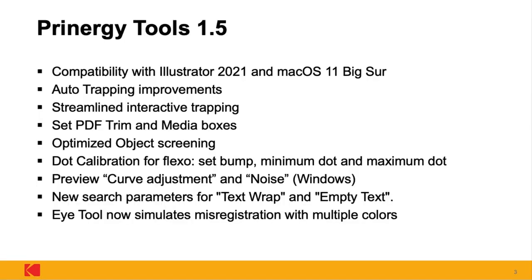New to 1.5 is compatibility with Illustrator 2021 and macOS Big Sur. There's improved auto trapping and a more streamlined interactive trapping tool, ability to set PDF trim and media boxes, object screening improvements, flexo dot calibration capabilities, and new preview and quality control tools.